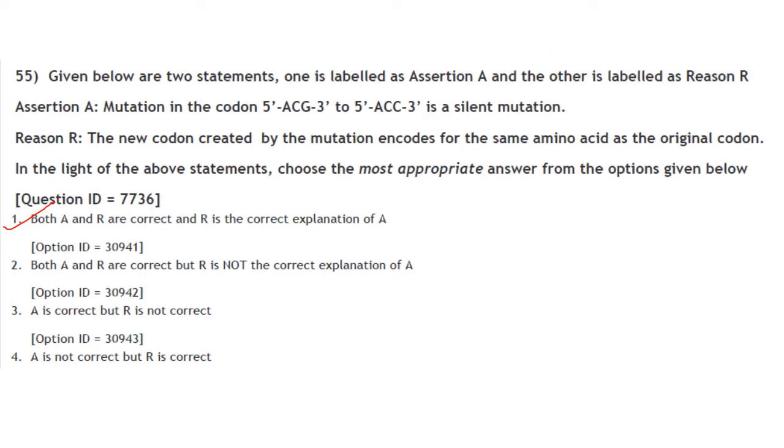Then given below are two statements. One is labeled as assertion and the other is labeled as reason. Assertion: mutation in the codon 5' ACG 3' to ACC 3' is a silent mutation. Reason: the new codon created by the mutation encodes for the same amino acid as the original codon. Yes. Now if you see this, that is a mutation in the codon ACG. So the G is replaced by C. That is, G at the third position is replaced by C, but it is a silent mutation because it codes for the same amino acid. So both A and R are correct, and R is the correct explanation of A.